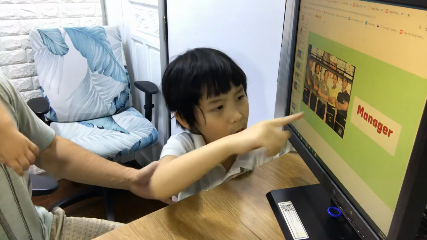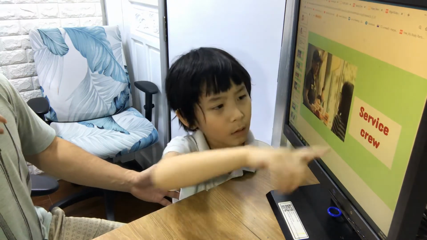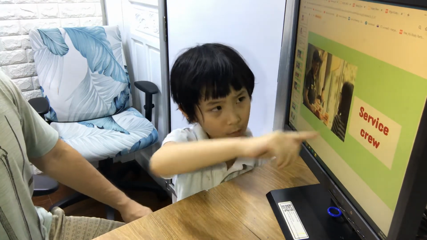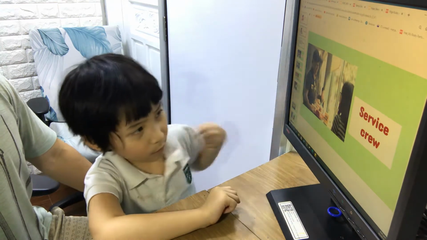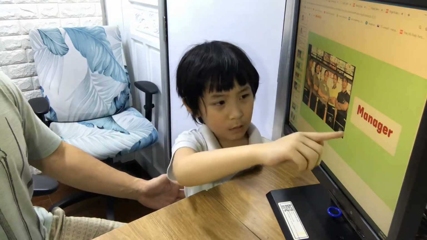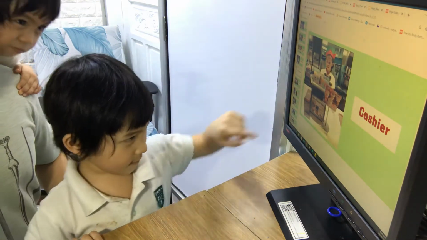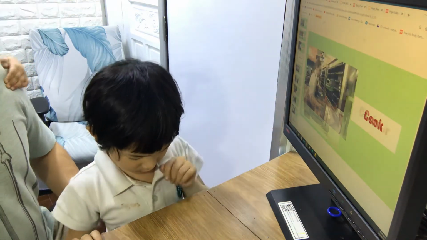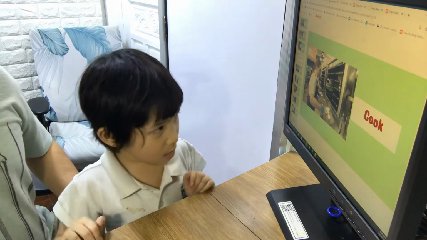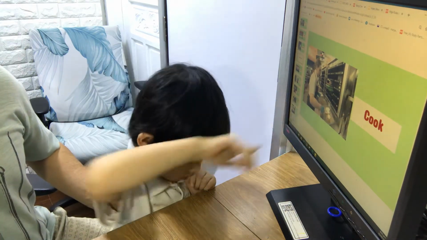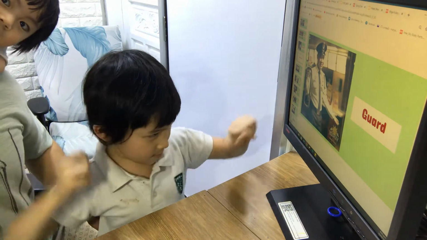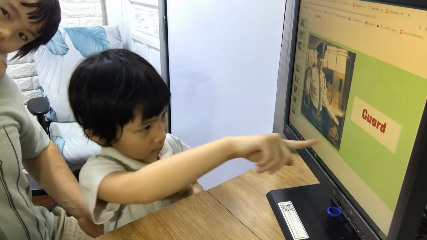Look at the managers. The service crew, these are the ones who serve you the food and clean the hall. Manager is the one who manages the overall store. Cashier, this is where you order and pay for the food. Cook, this is the one who prepares the food and cooks. And guard, this one makes sure that you are secured.